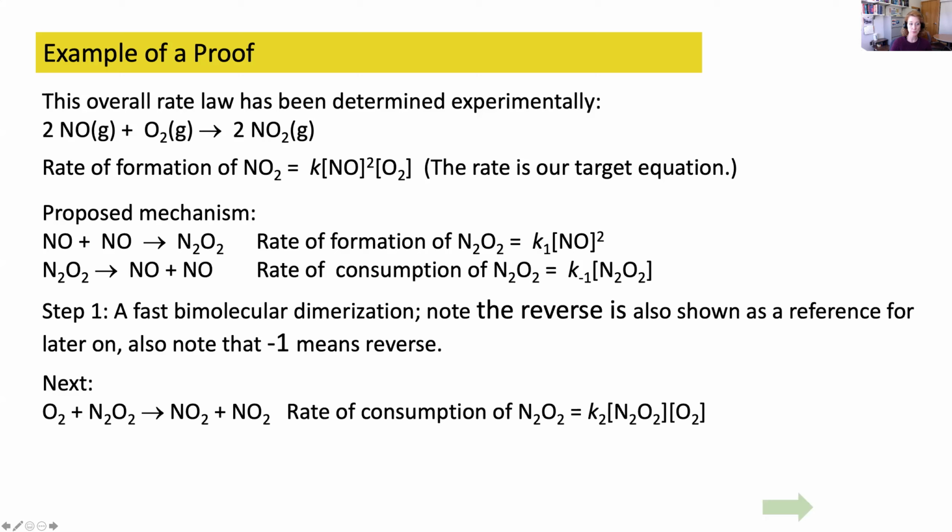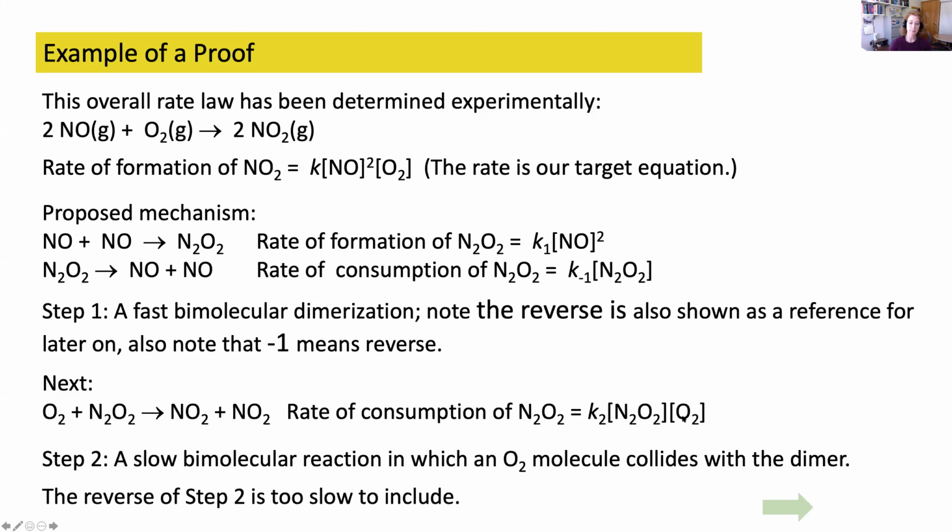So then step 2 is I take oxygen plus this N2O2 dimer that I've formed and then break that up into NO2 and NO2. So the rate of consumption of N2O2 for this one is going to be k2 times N2O2 times O2, right? So the rate is k2 times A and B, which are N2O2 and O2. So this is a bimolecular reaction where I have oxygen colliding with that N2O2 dimer, and the reverse of step 2 is too slow to include.